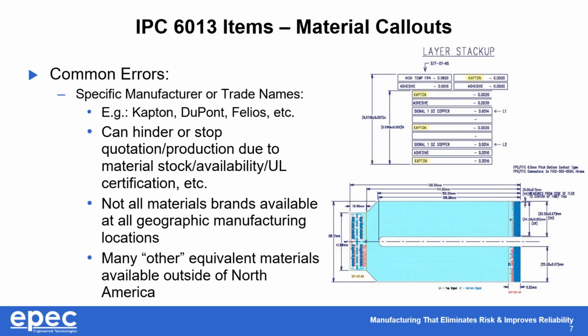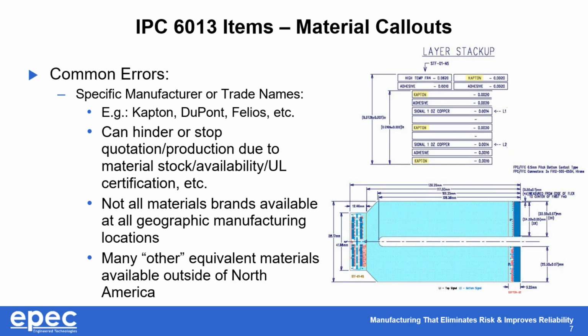Now, common errors we end up seeing with material callouts involve trade names, Kapton, DuPont, Pyralux, things of that nature that specify either a specific manufacturer or a specific material. These callouts can end up stopping quotation or production and causing large lead times or changes in pricing due to material stock availability, UL certification, and things of that nature.